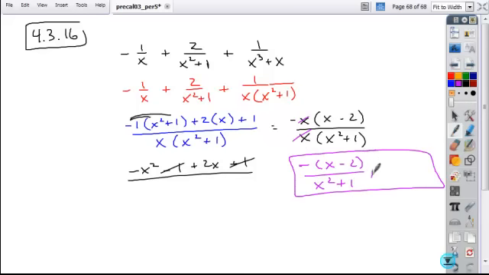And now, when we look, did we cancel any factors from the denominator here? Yes, so we do have to account for domain restriction. X cannot be 0. That's not demonstrated in the simplified form, so you need to include that separately.